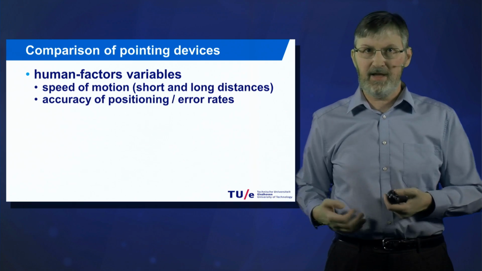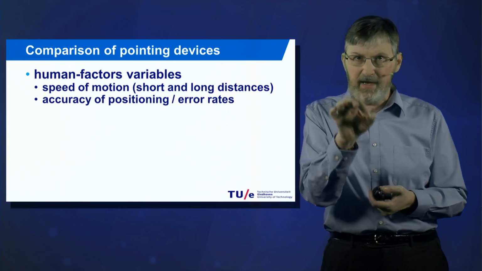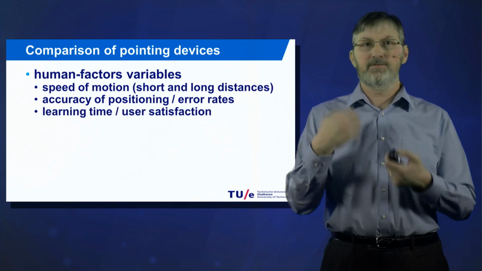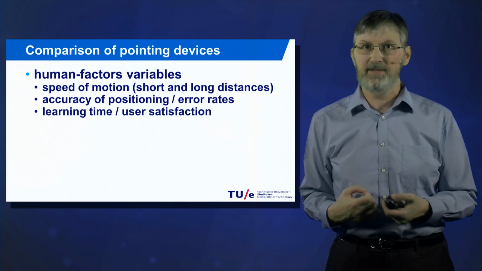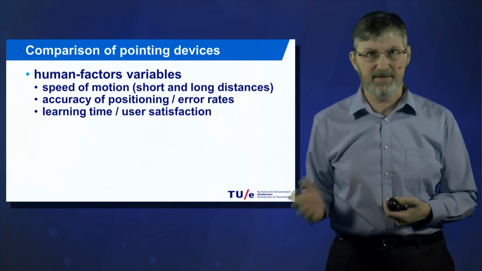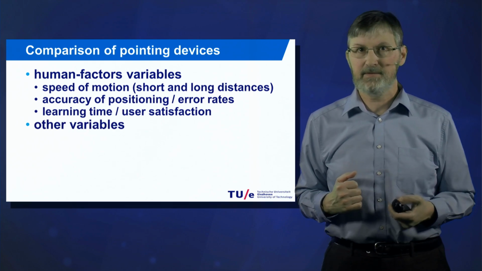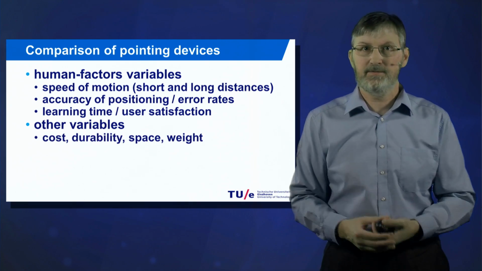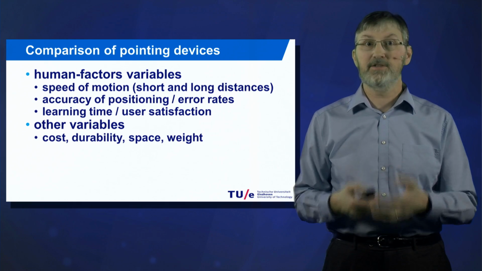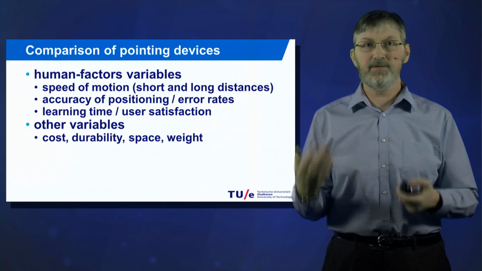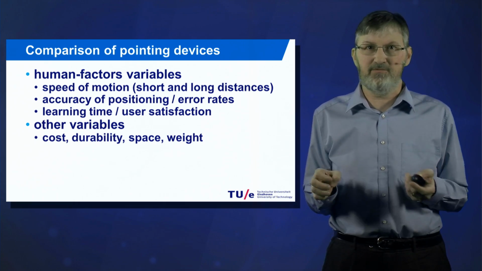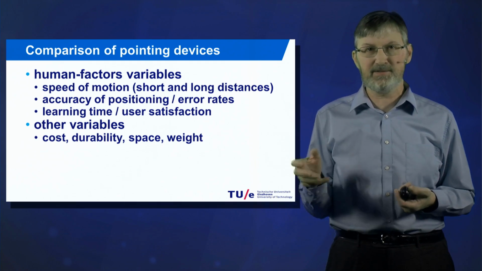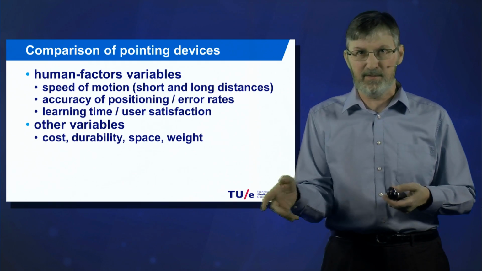We need to consider accuracy of the positioning, where exactly we end up and how often we miss. The learning time to use the device. A touchscreen is much easier than a mouse. Other variables to consider, of course, are cost, durability, the space and the weight. Using a mouse when you're on an airplane is really hard. A trackball is much easier to use because the device itself doesn't move. You only roll the ball.